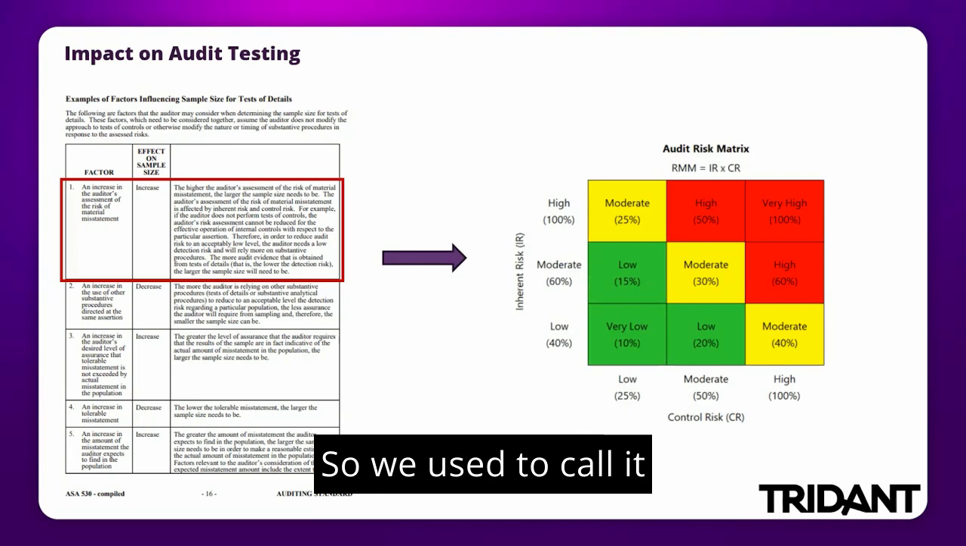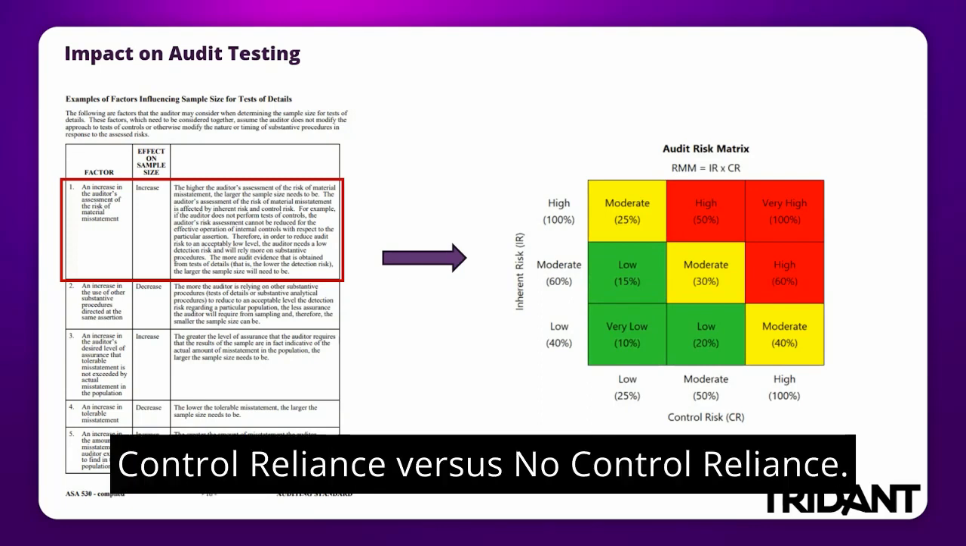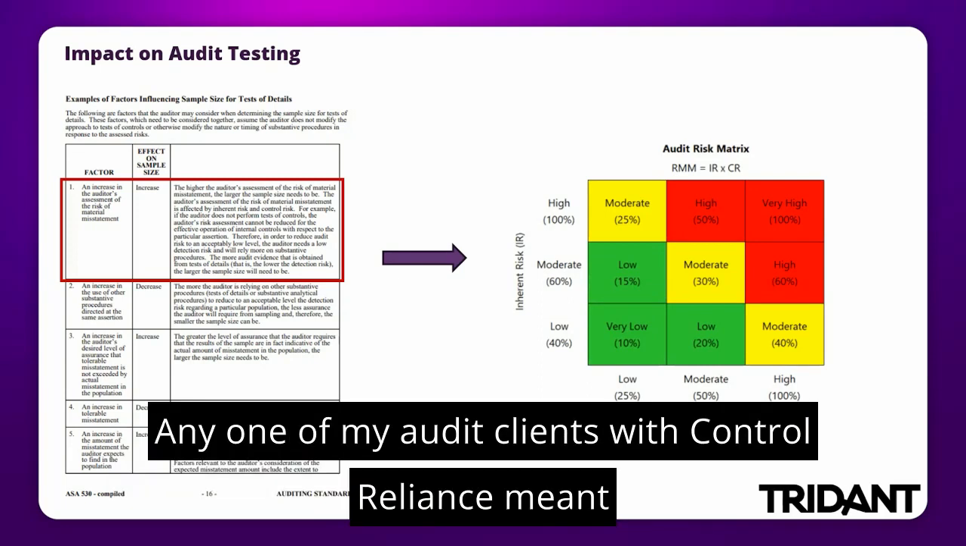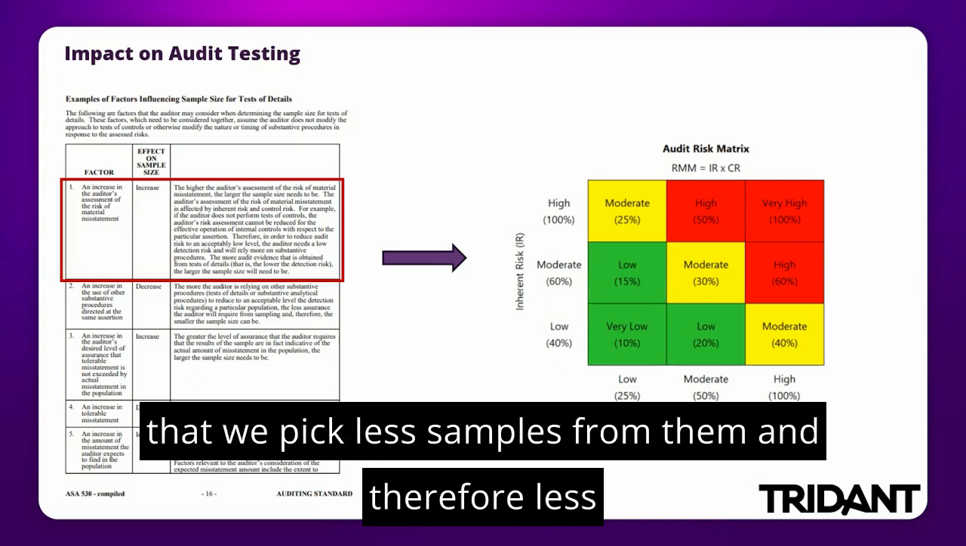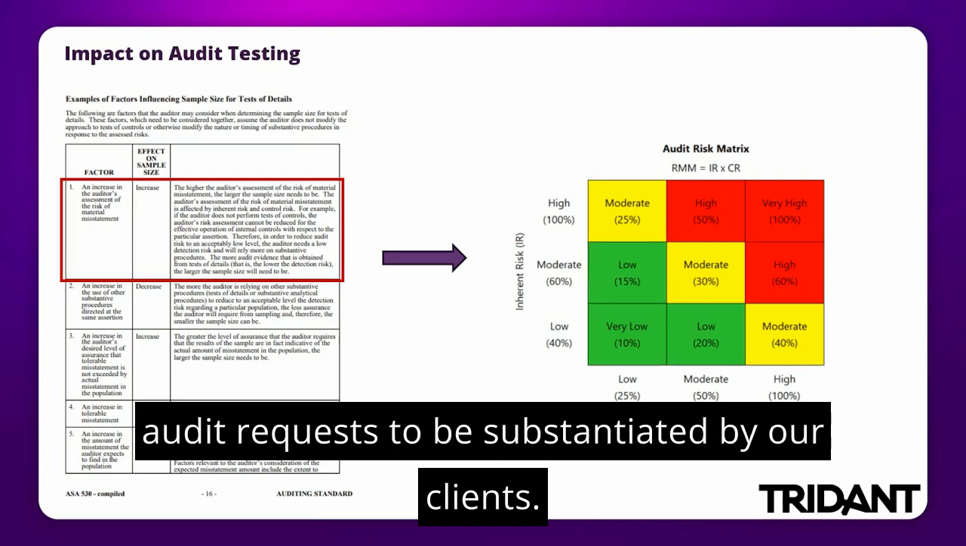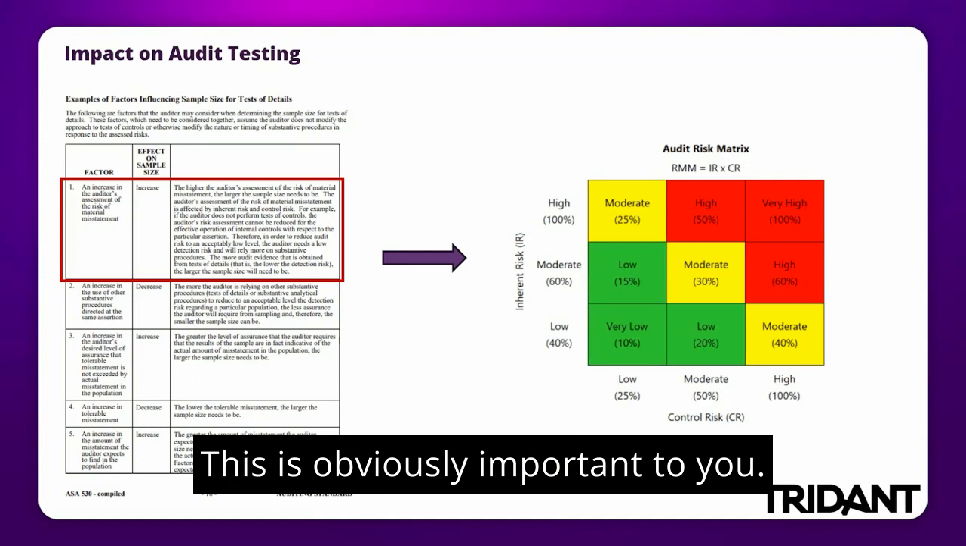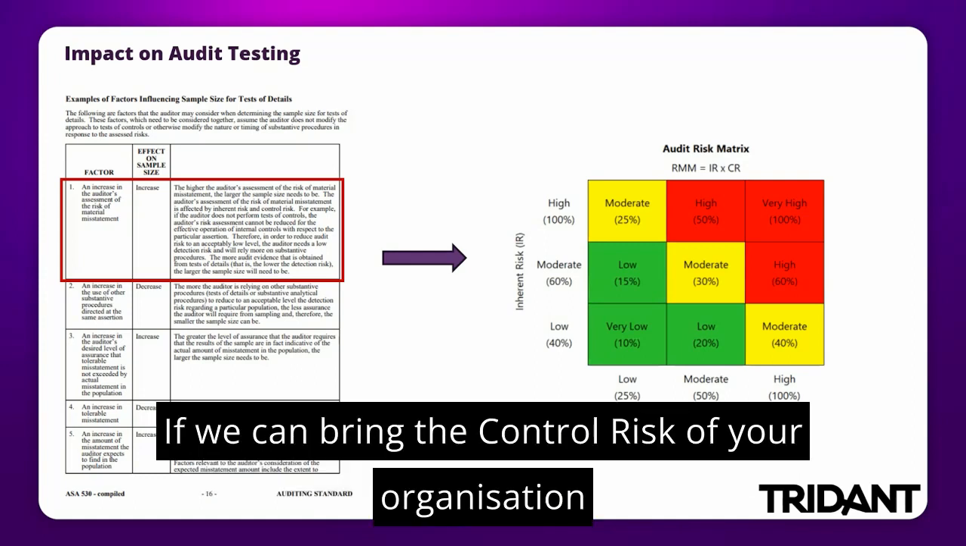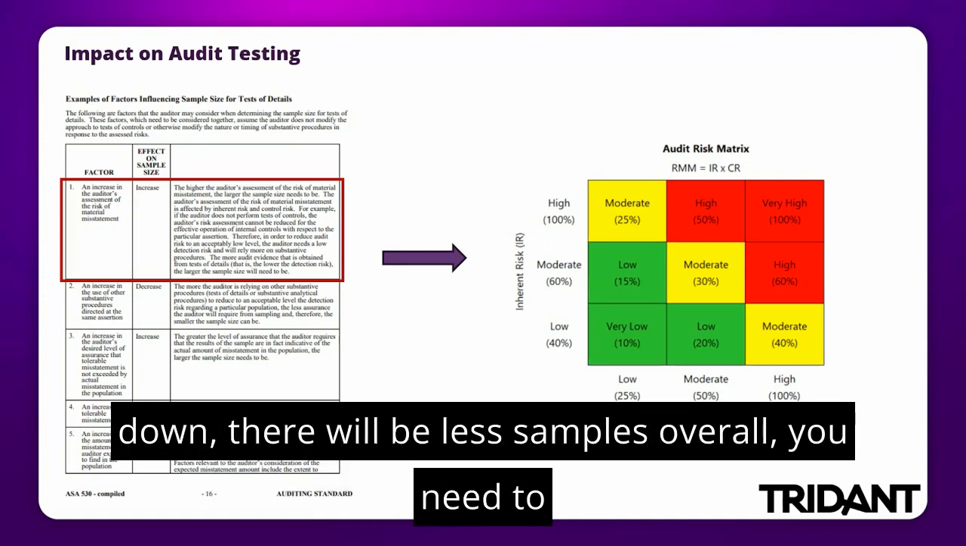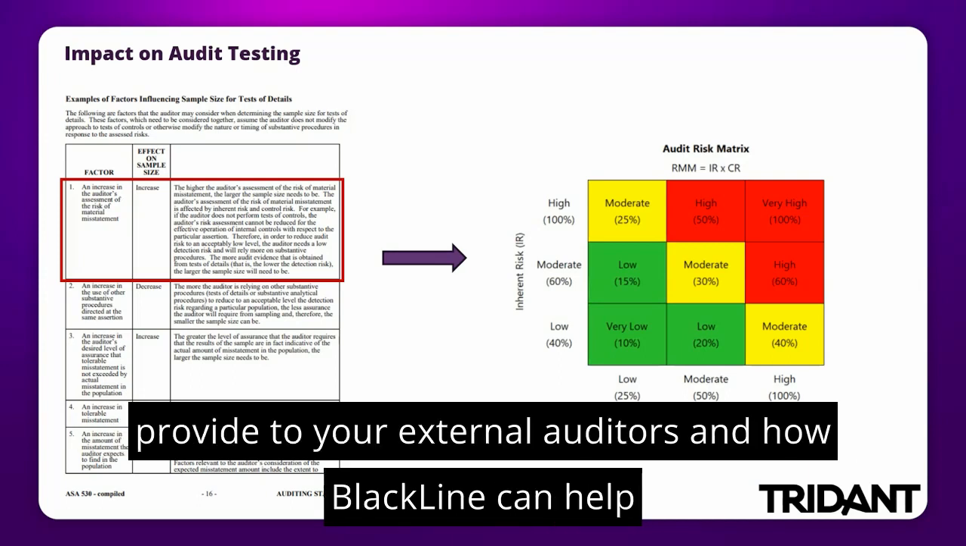We used to call it control reliance versus no control reliance. Any one of my audit clients with control reliance meant that we pick fewer samples from them, and therefore fewer audit requests to be substantiated by our clients. This is obviously important to you. If we can bring the control risk of your organization down, there will be fewer samples overall you need to provide to your external auditors.